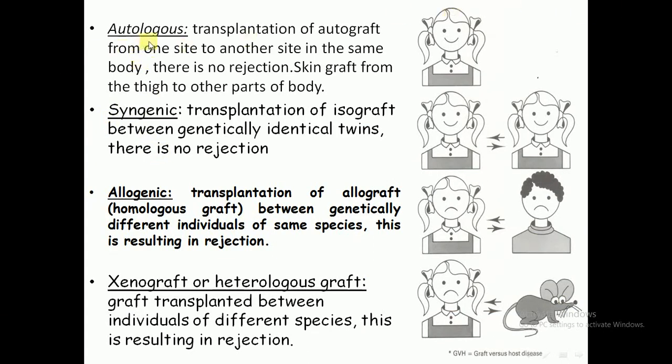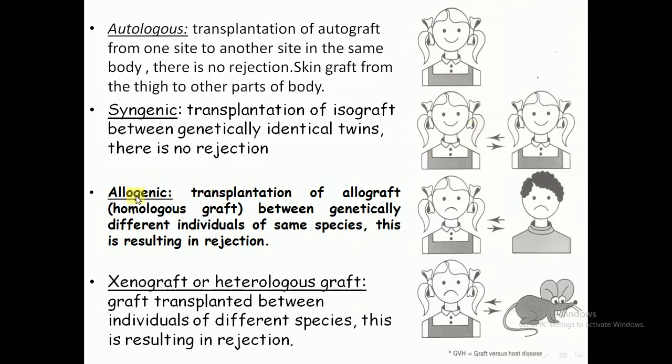First, we have the autologous, which is transplantation of an autograft from one side of the body to another side in the same body. There is no rejection. The best example is the skin graft. Another term is syngenic, which is transplantation of an isograft between genetically identical twins. There is no rejection.